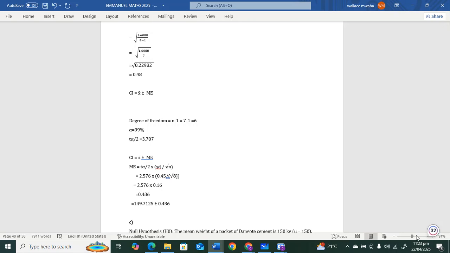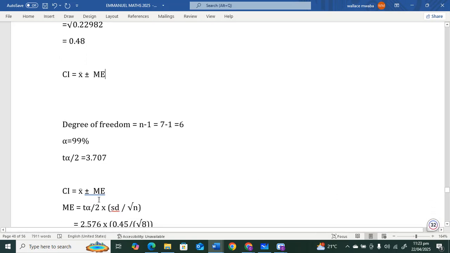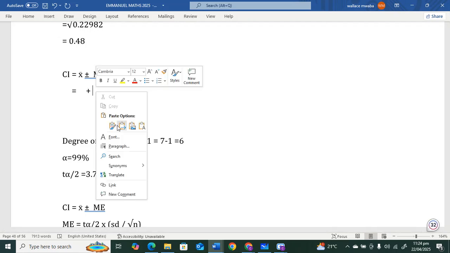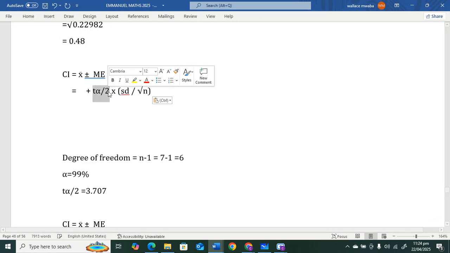Okay? So, this is the formula. Confidence interval, it's the average plus or minus the margin of error. Colleagues, what is the margin of error? The terms are coming in now. You wonder, all these terms.